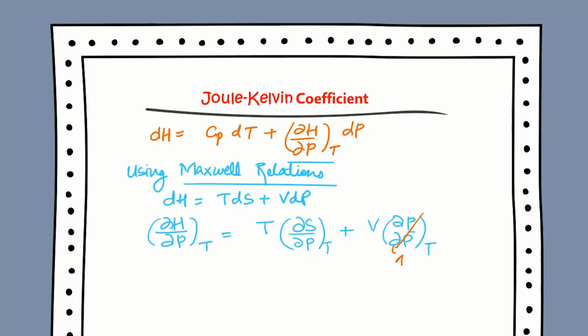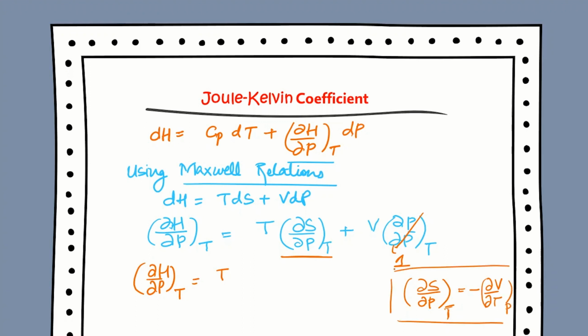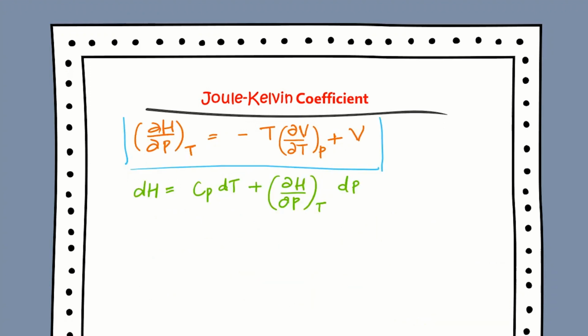So this is 1. So ∂H/∂P at constant temperature is... We will use the Maxwell equation. This ∂S/∂P at constant temperature will be minus ∂V/∂T at constant pressure, and we will replace this ∂S/∂P with minus ∂V/∂T at constant pressure, plus V. So we will put this ∂H/∂P in this equation.